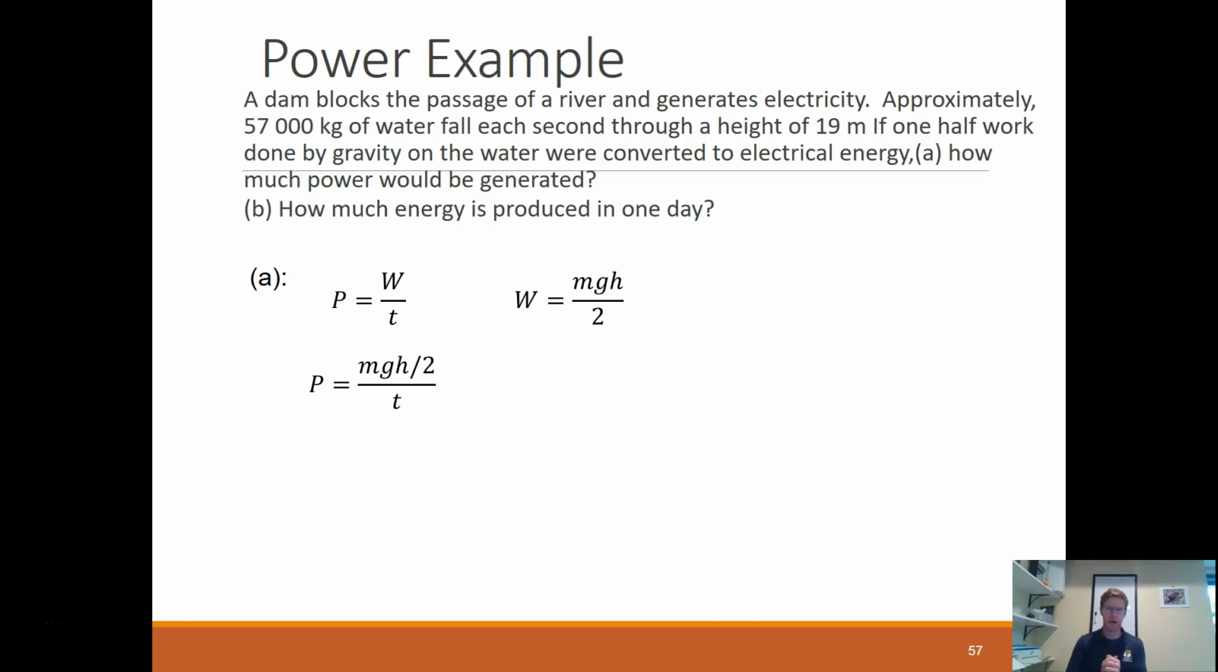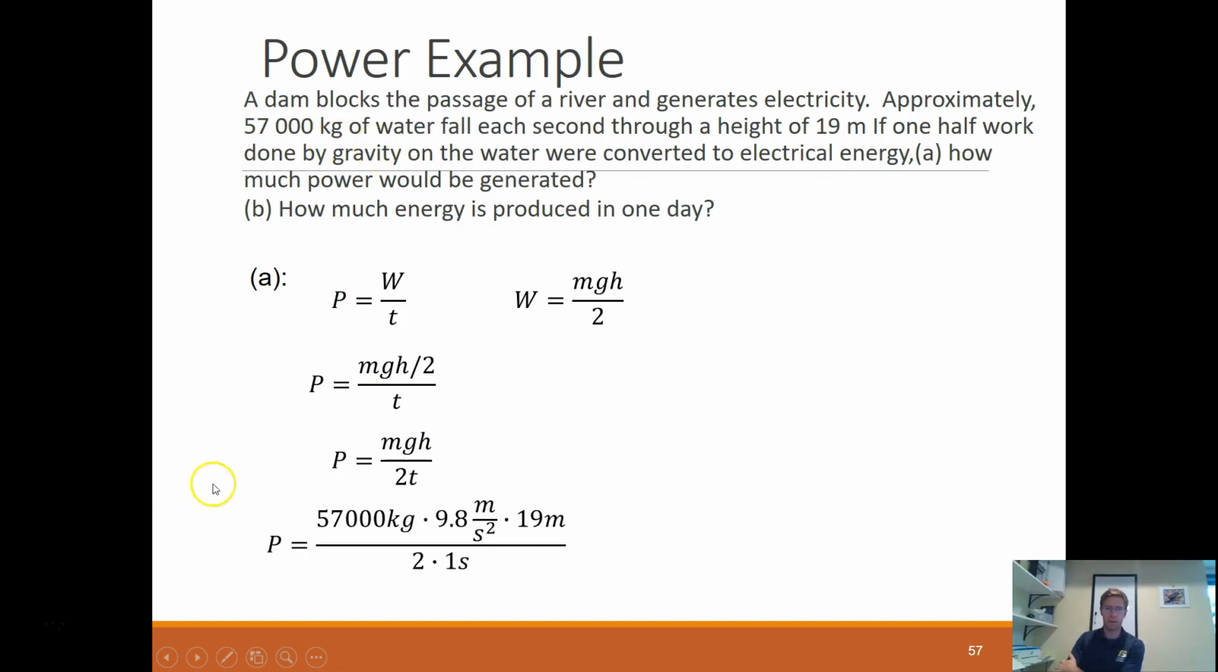Okay, well, let's see, we have a mass, we know g, and we have a height, but what's the deal with time? And do we really have a mass? Well, no, actually what we have is a mass flow rate, 57,000 kilograms per second. So that's really a mass flow rate, amount of mass in a given period of time. And so if we look at our equation here, we have mass over time, and it's the mass over time that is 57,000 kilograms per second.